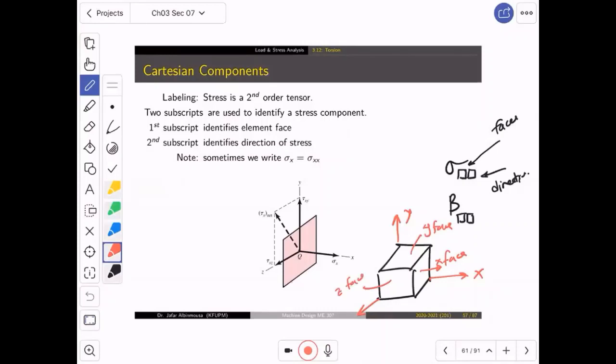So if we know the face, the direction is the same direction as the arrow. So this is direction x. So sigma XX is the stress acting on the x face in the x direction. If I draw a shear like this, this shear is on which face? Face X. Where is the direction? Y. Right? And that's it. Very simple. We'll continue this in the next class, inshallah. Thank you so much.